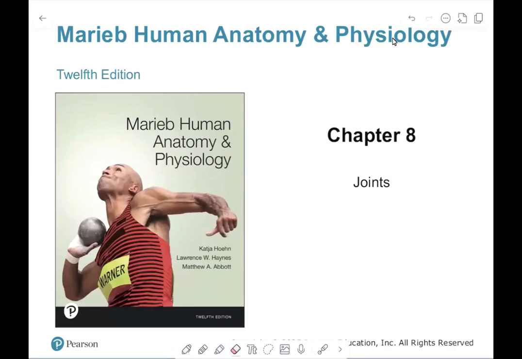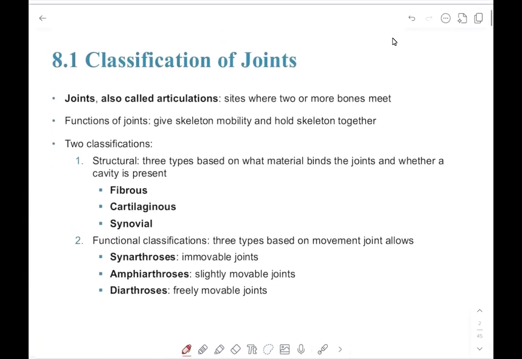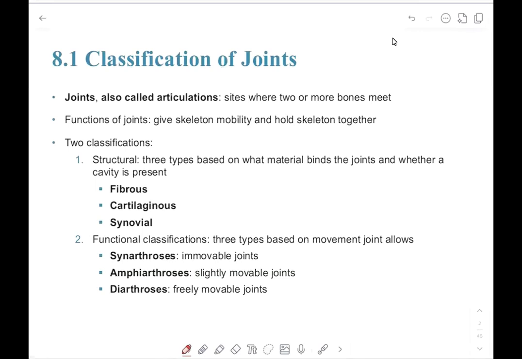In this chapter, we are going to focus on joints, which are called articulations, as they are where two or more bones meet. So our first slide is going to go over the classifications of joints. As I just mentioned, joints are also called articulations. Two or more bones are going to meet at that location.